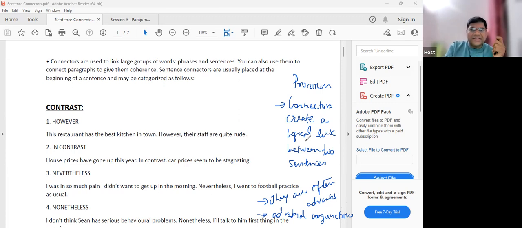So I will just give you an example. Okay, everyone look at this. Connectors are used to link large group of words, phrases, and sentences. You can also use them to connect paragraphs. Okay. Now, how do you use contrasting connectors? Look at this word, however, and see how it has come in the sentence. This restaurant has the best kitchen in town. This is sentence A, right? However, their staff are quite rude.